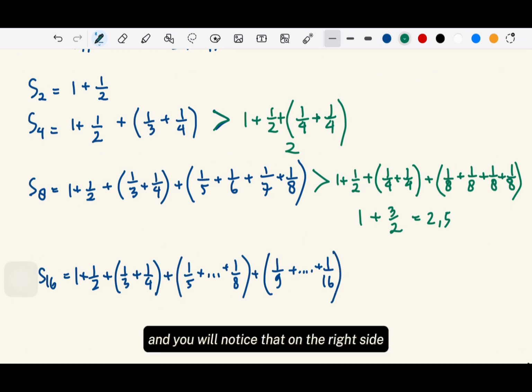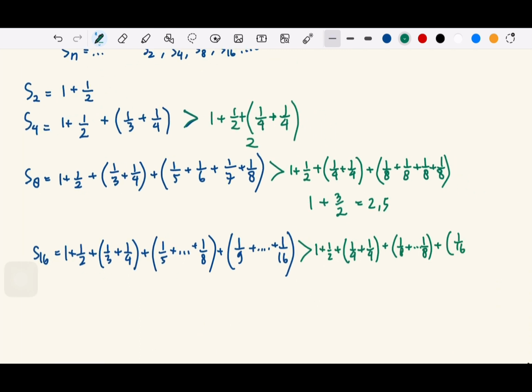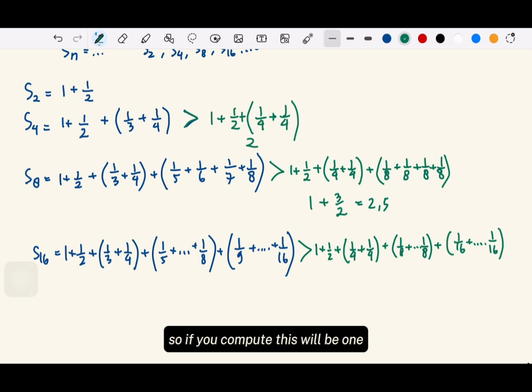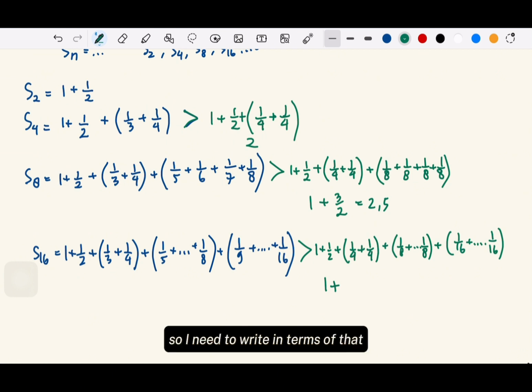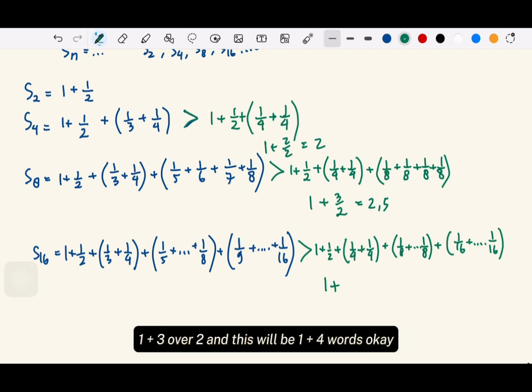And you will notice that on the right side, when we change all the terms in the bracket with the smallest one, which is 1 over 16, it starts from 9 to 16, so 8 terms. So if you compute, this will be 1. So before it's 3 over 2, this is 1 plus 2 over 2. I need to write in terms of that so that you can see the pattern. So this is 1 plus 2 over 2, 1 plus 3 over 2, and this will be 1 plus 4 over 2.